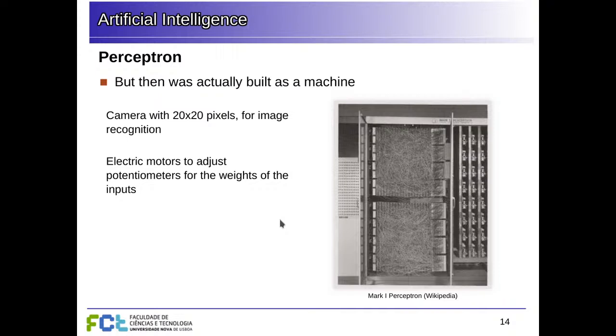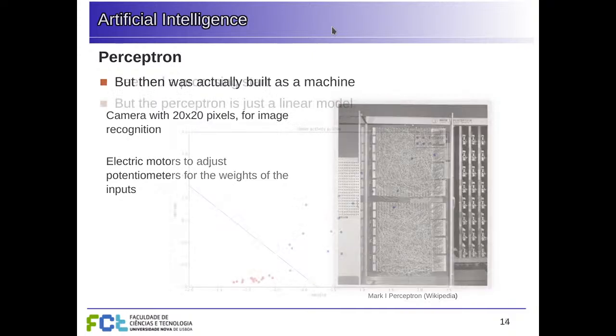So it was actually a machine that could learn by giving it examples of what was one class or the other, and it would automatically adjust all these weights using these potentiometers until it got the classification right. So at first, there was a lot of hype because this was a machine that could learn to solve problems, and they thought it would be able to do everything.